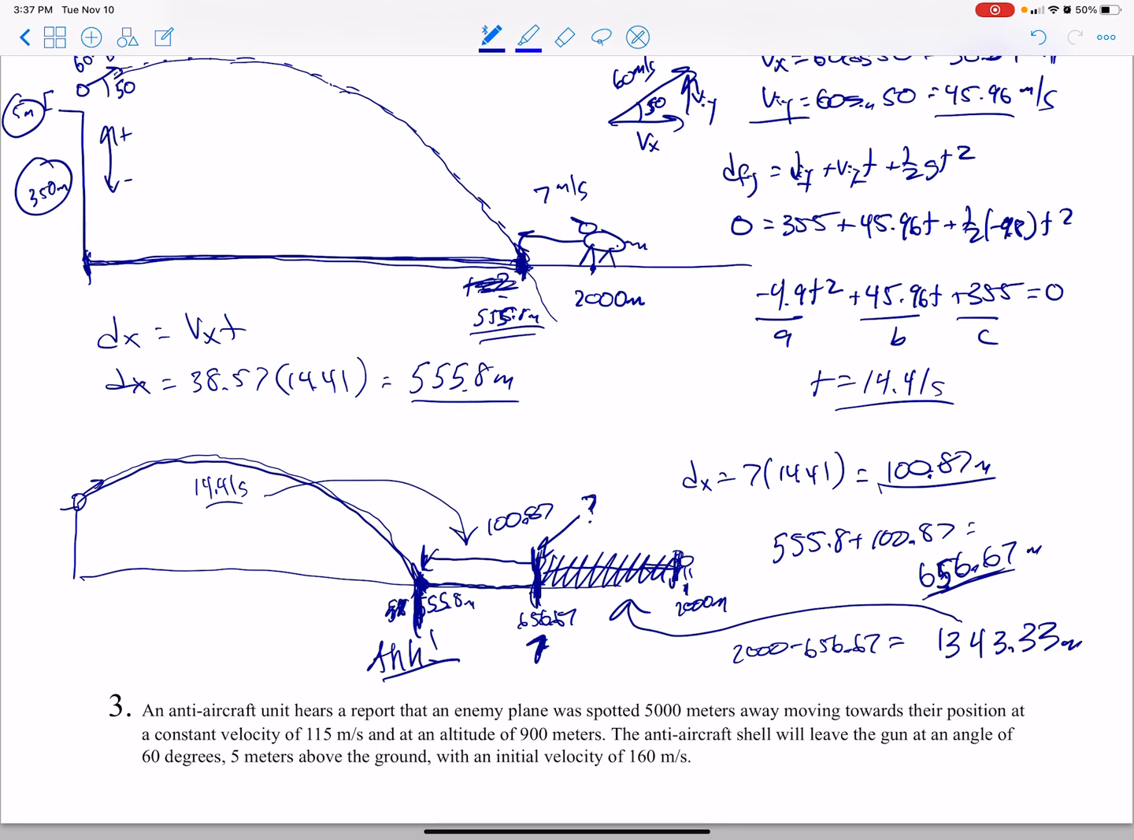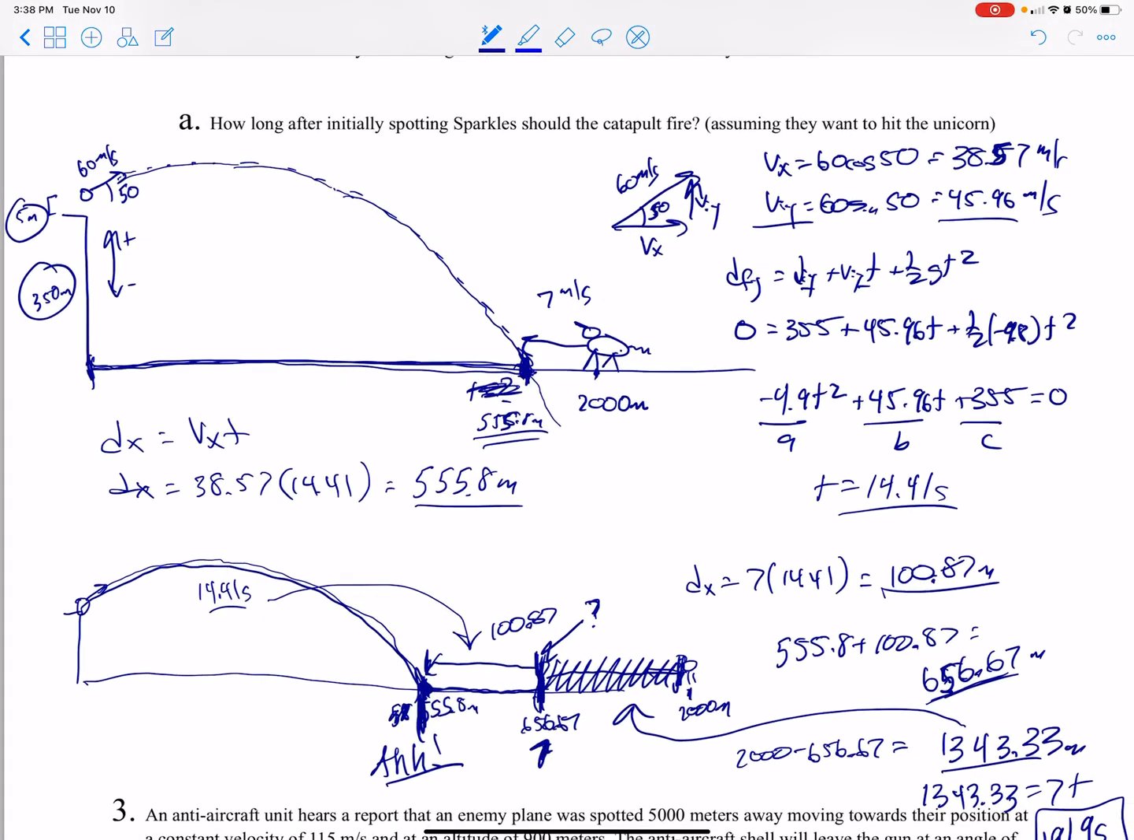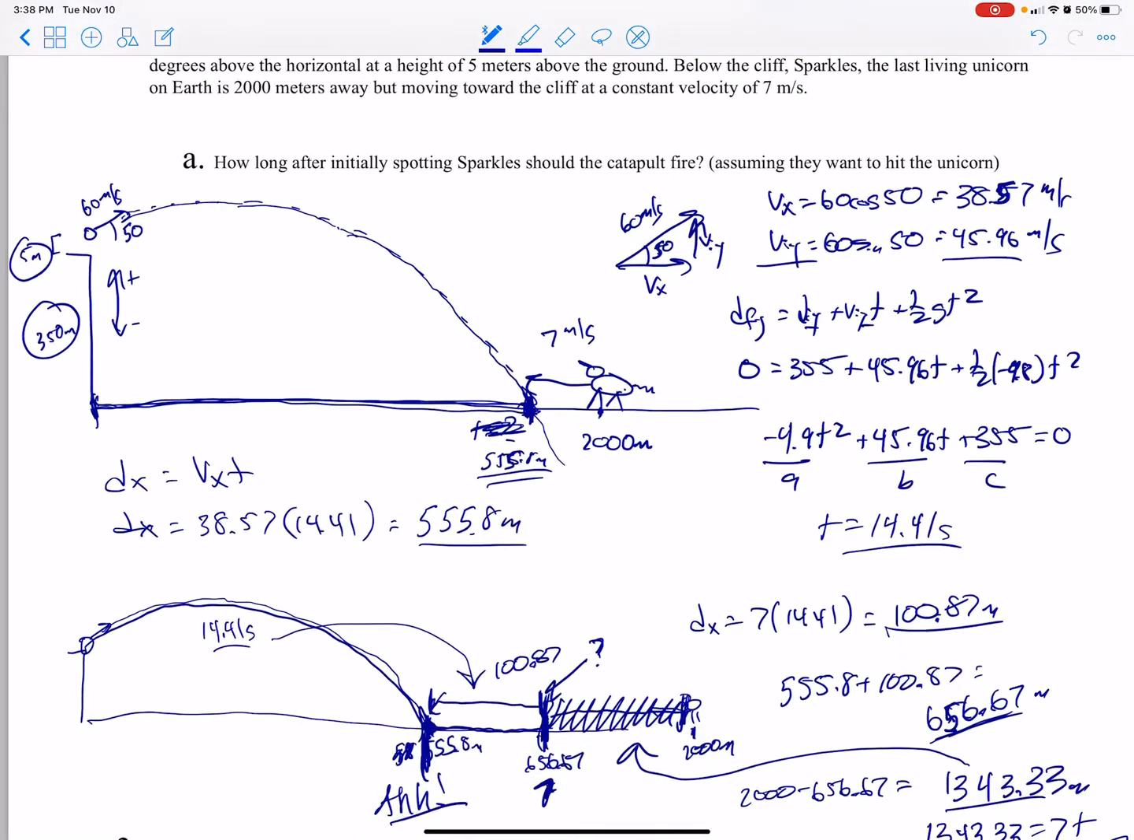So how long does it take for the unicorn to travel this? Well, it's just 1343.33 equals 7 times t. That's just dx equals vxt. And so 191.9. So 191.9 seconds. That's how long we have to wait, a little over 3 minutes, and then we can kill the unicorn, which is great because they're evil. Unicorns are always evil. So that is how we solve looks like number 2. There's only one part to it.